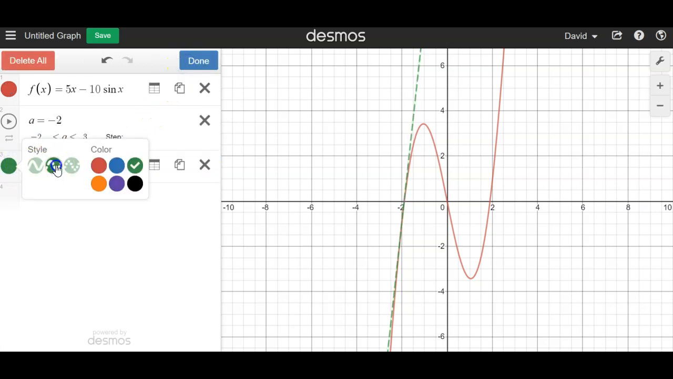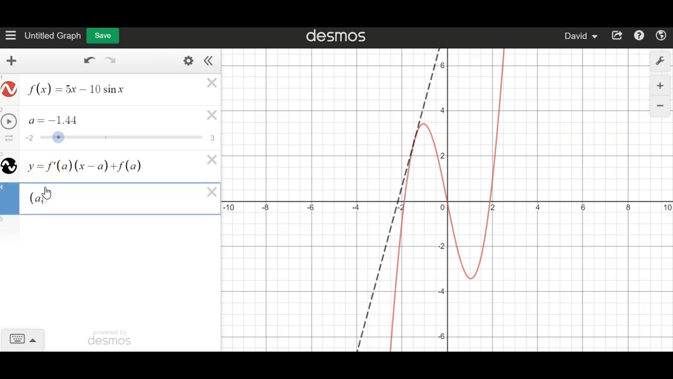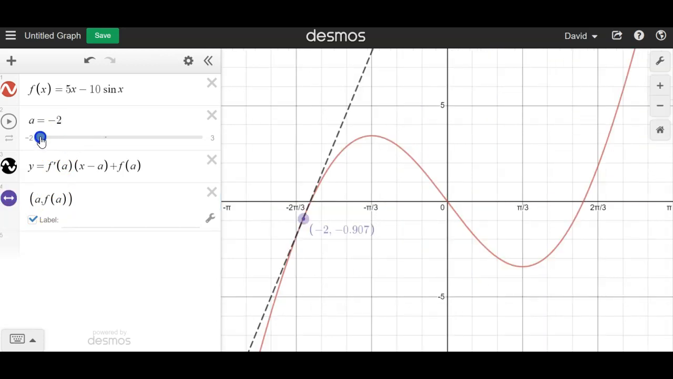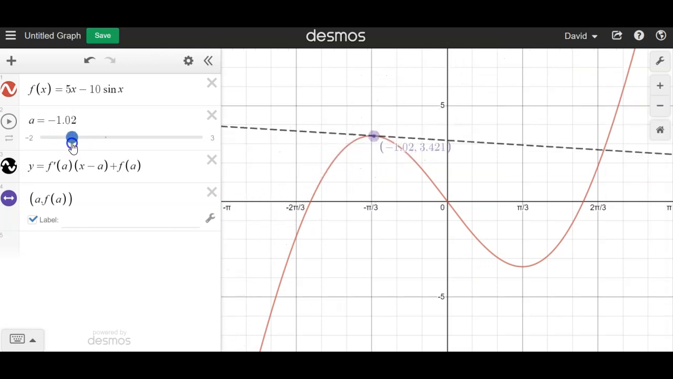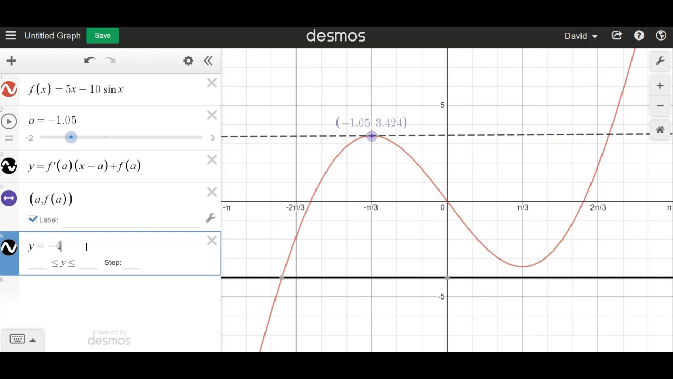I'm going to make it black and dashed. And what you want in this problem is a horizontal tangent line. I'm also going to label this a, f of a. That's just like an x, y coordinate. I changed the view a little bit so I could get a better estimation of the horizontal tangent line. So right there, the tangent line is horizontal. Remember, a horizontal line is just like y equals a number. So y equals -4 is a horizontal line.